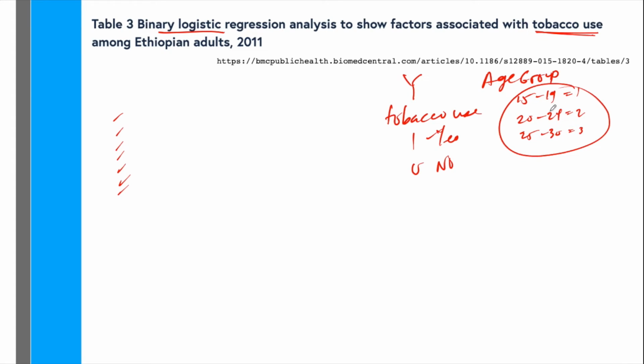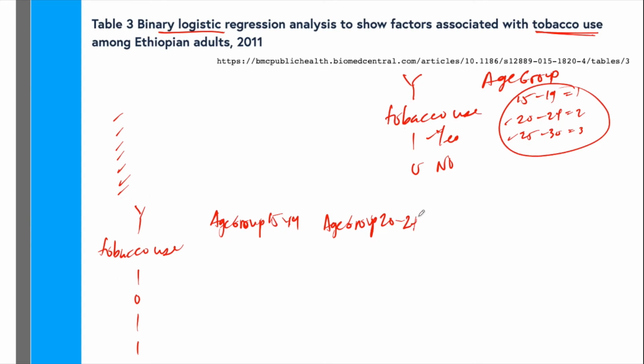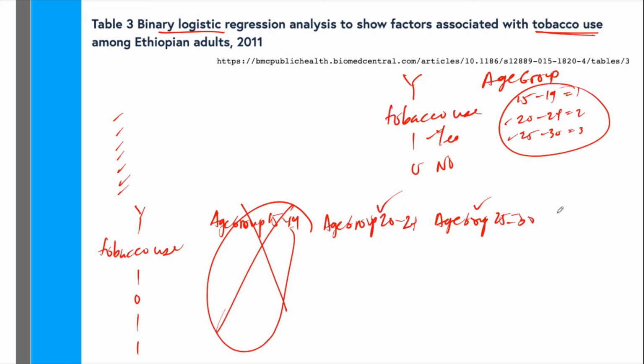So since this is a categorical variable with more than 2 outcomes, there was a need of having dummy variables. So in performing the logistic regression, it's like having Y, which is tobacco use, then 1 and 0, and then it has age group, let's say age group of 15 to 19 as one dummy variable, age group of let's say 20 to 24 as another dummy variable, then age group let's say of 25 to 30 as another dummy variable. And then one served as a reference, so it was removed, leaving these other dummy variables as the possible predictors.